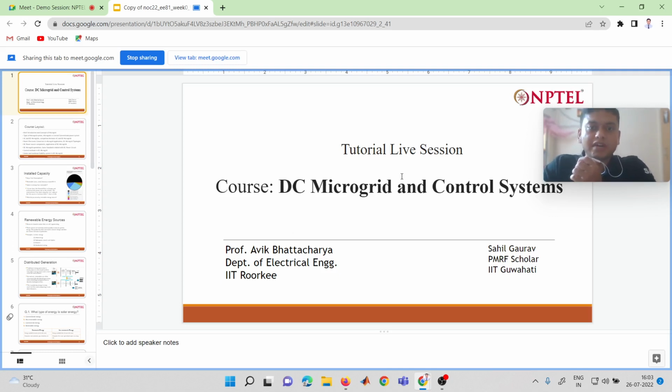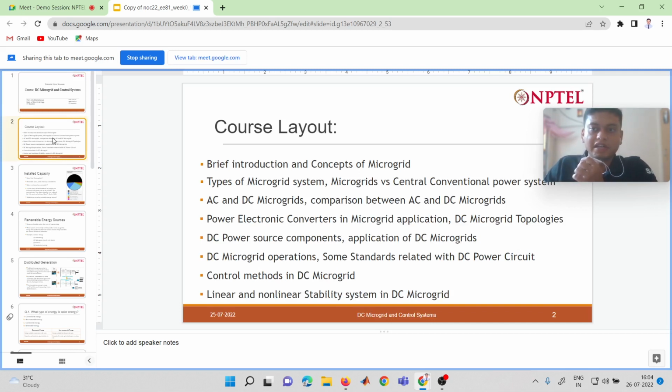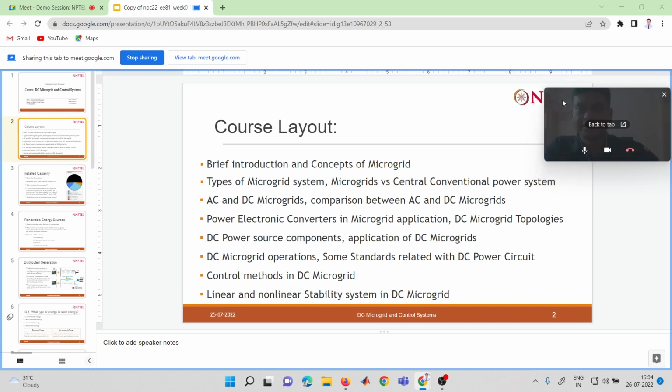Before we begin today's session, first I would like to go through the course layout that we will see in this course, what we will learn in the upcoming weeks. So this is the course layout. This is what we are going to learn.